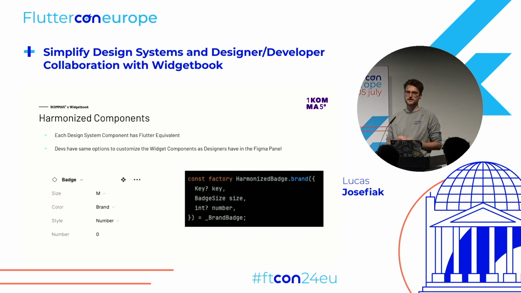So we are building all components ourselves. On the left side, this is the panel a designer would see, in this case for a badge, and they want to adjust this badge. They can change the size, the color, which is like a style, whether or not it has a number, and the number itself. And then we have the same API options. So we see the brand color style is in the factory constructor, and then we can adjust the size and the number, but nothing more. So we really make sure that we are building what the design team is doing.